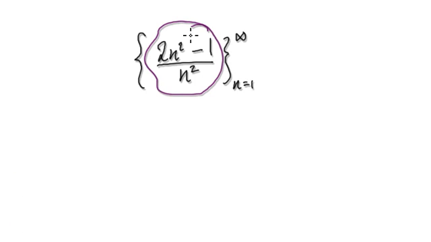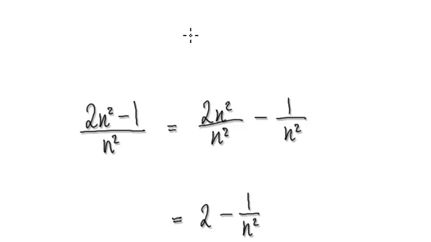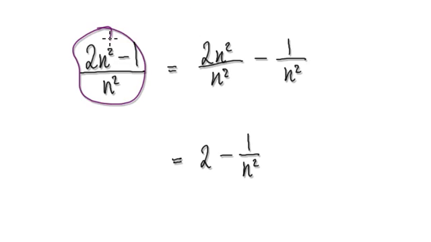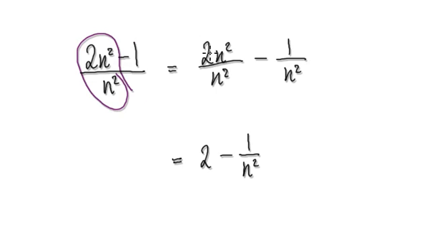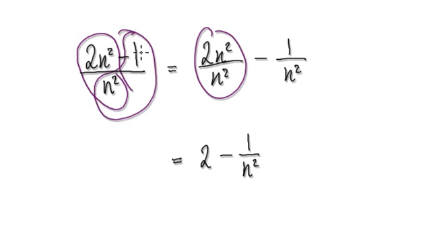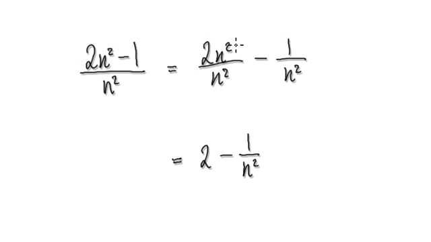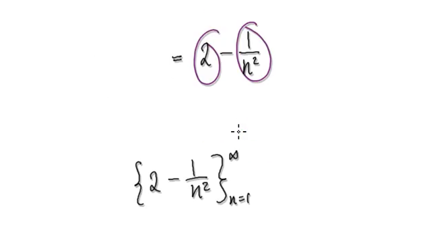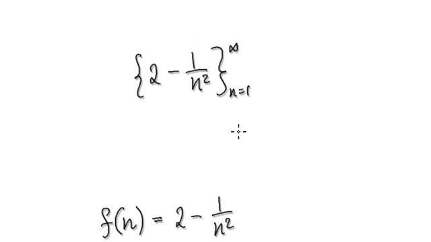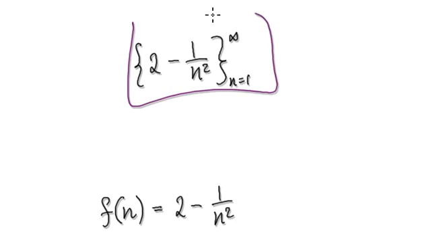Okay, so to do this, rewrite this as two fractions. So here you've got one fraction, and here you've got another fraction. So these two would cancel out, giving you two. So basically, rewrite the sequence as this.